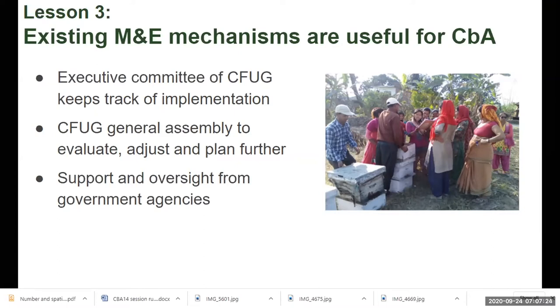Similarly, the apex body in the community forest user group is the General Assembly. Every year, all the members sit together, reflect on their progress and lessons, and adjust their plan to move further. Because they have this formal status and receive support from government and other agencies, they have strong oversight from other agencies, including the divisional forest office. So there is a check and balance system. In addition, they have to do auditing and submit reports to government agencies and their supporters. So yes, this is all from Bishnupur. Thank you all.